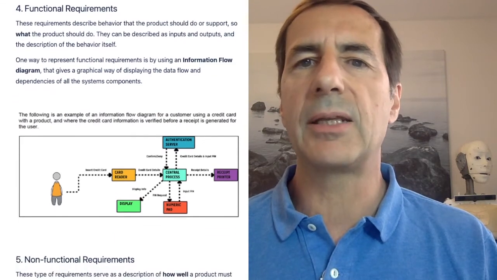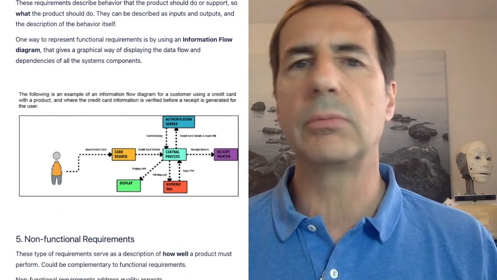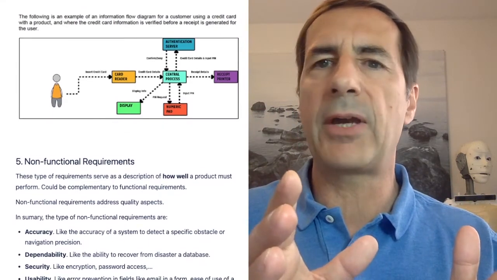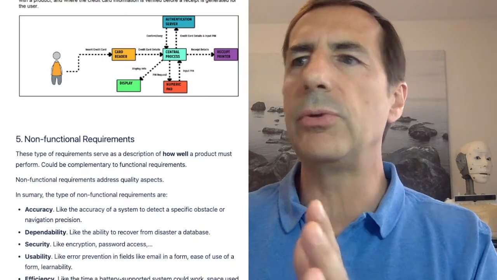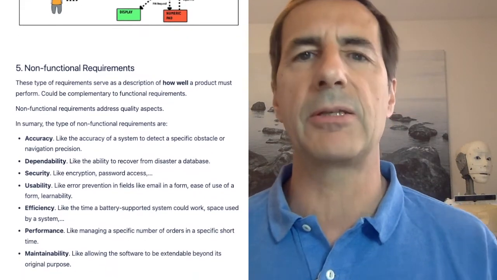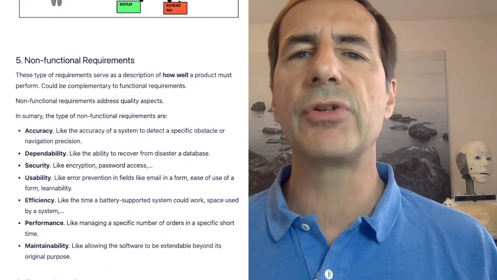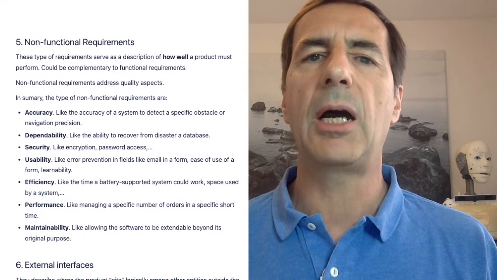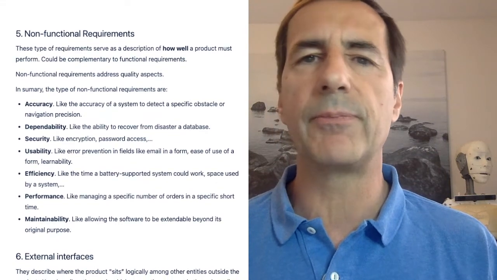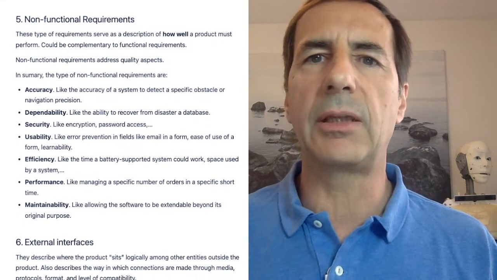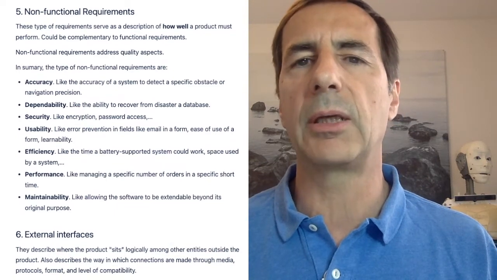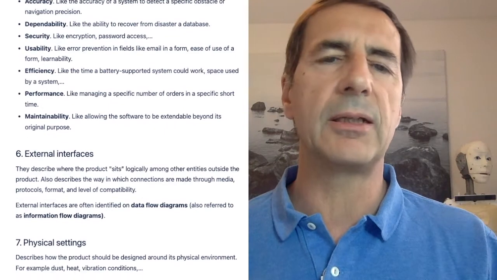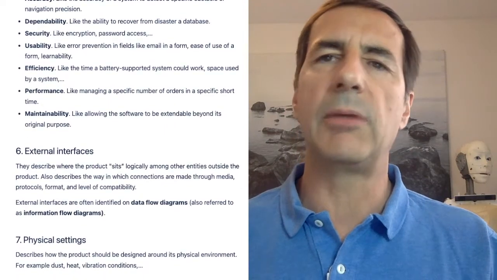Functional requirements that describe what the product should do, like this product should produce boxes, depending on the case. Non-functional requirements, very important, that describe how well the product must perform, sometimes called quality requirements. And there are many other things like external interfaces, physical settings, development constraints.